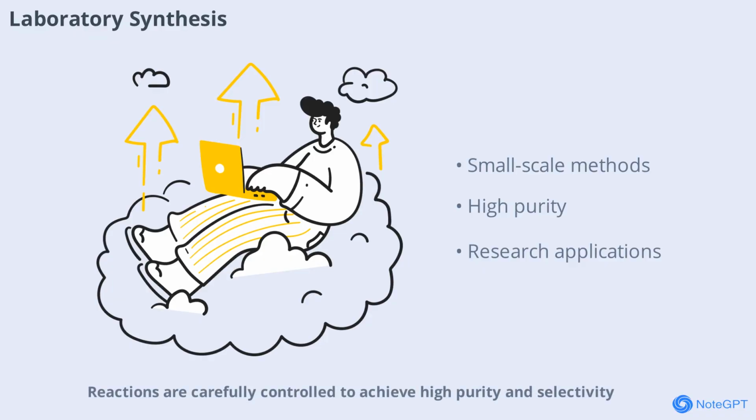In the laboratory, haloalkanes and haloarenes are synthesized using smaller-scale methods. Reactions are carefully controlled to achieve high purity and selectivity. Techniques such as distillation and recrystallization are used to isolate and purify the products. Laboratory synthesis is essential for research and the development of new compounds.